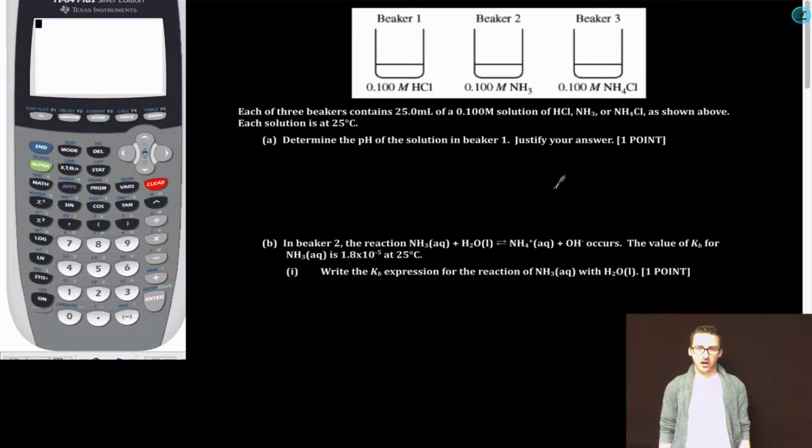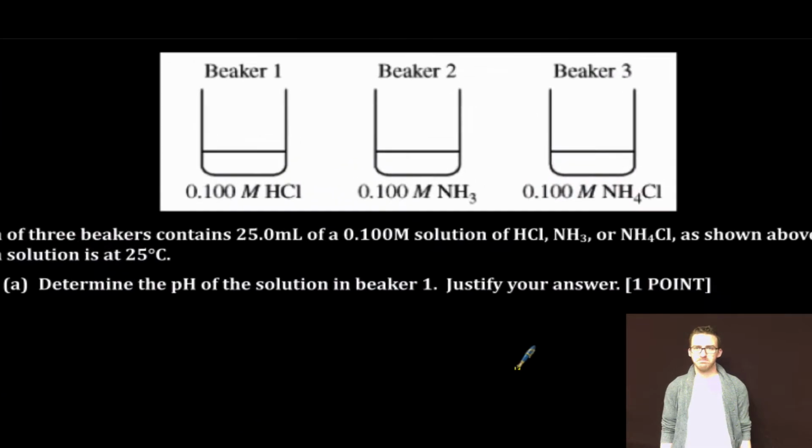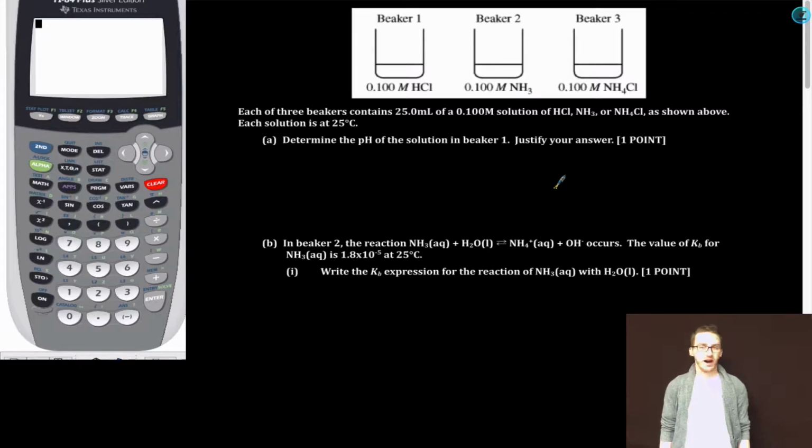Ooh, a picture. Each of the 3 beakers contains 25.0 milliliters of a 0.100 molar solution of HCl, NH3, or NH4Cl as shown above. Each solution is at 25 degrees Celsius. Part A. Determine the pH of the solution in beaker 1.